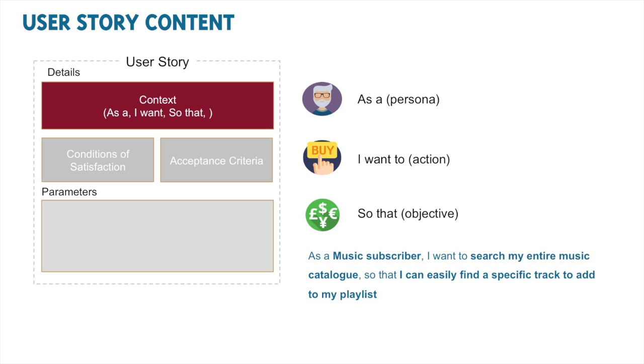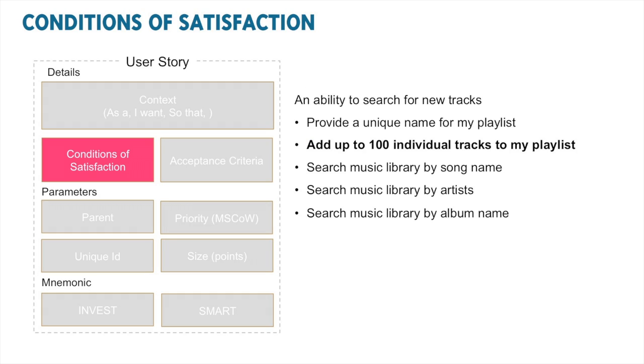As a music subscriber, I want to be able to search my entire music catalog so that I can easily find a specific track to add to my playlist. The second section of the user story is the conditions of satisfaction, which are typically presented in list form and written from the perspective of the persona describing their wants.